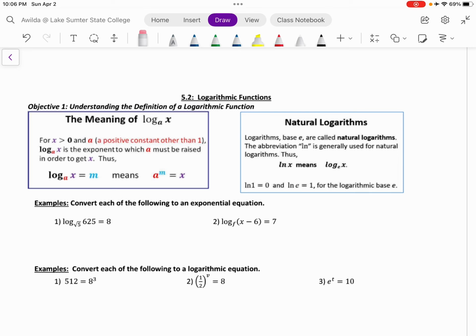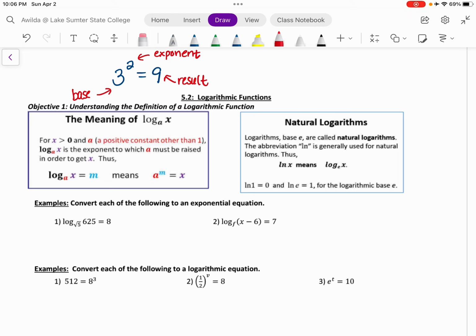If I were to write 3 squared equals 9, there are 3 parts to this equation. The number 3 is the base of the power. The number 2 is what we call the exponent. And 9 is the result. If we were to rearrange these 3 parts, we could write them as a logarithmic equation.